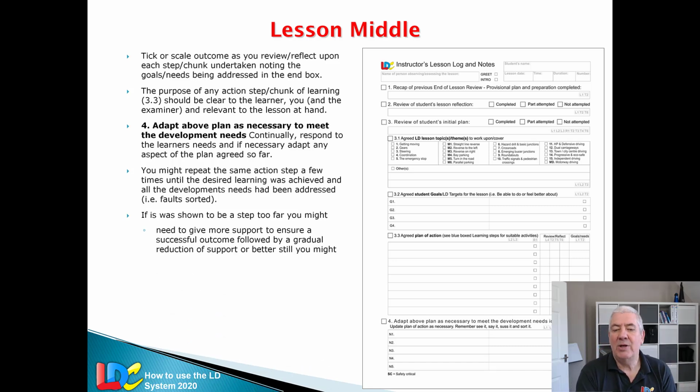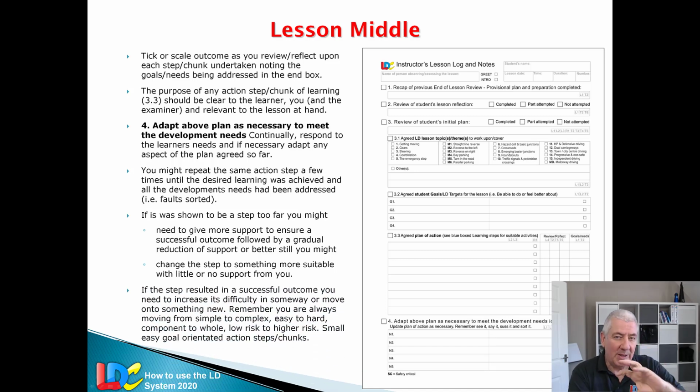If a step is too far, you might need to give more support to ensure a successful outcome, followed by a gradual reduction of the support. Or better still, you might change the step to something more suitable with little or no support from you. So each step needs to be a small, bite-sized chunk.